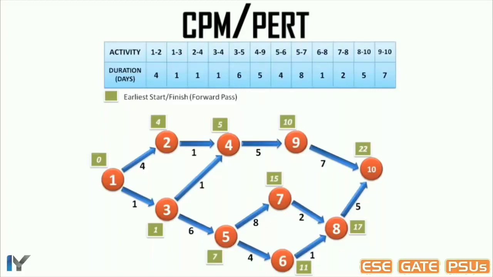Here you should know the nomenclature of earliest start and earliest finish for each activity. Let's consider the first activity. From node 1 to node 2, earliest start is 0 and earliest finish is 4. But for activity 2 to 4, earliest start will become 4 and earliest finish is 5, and so on.